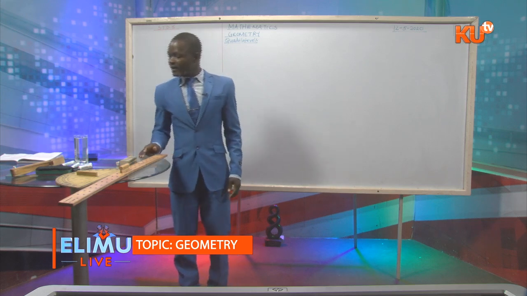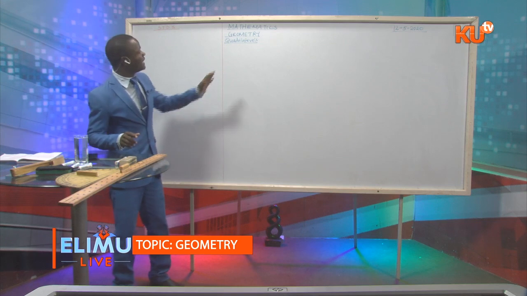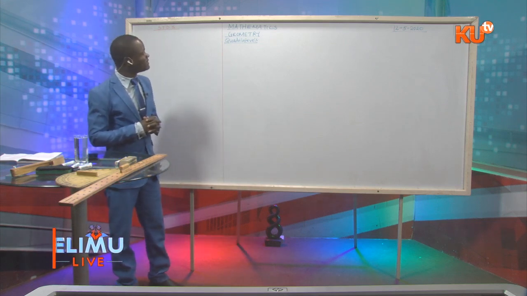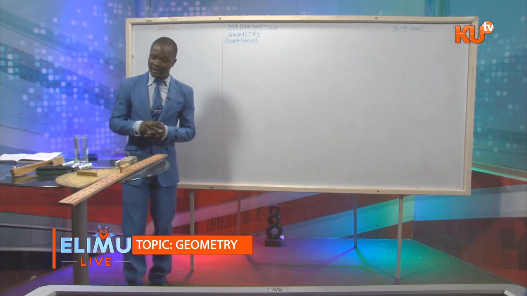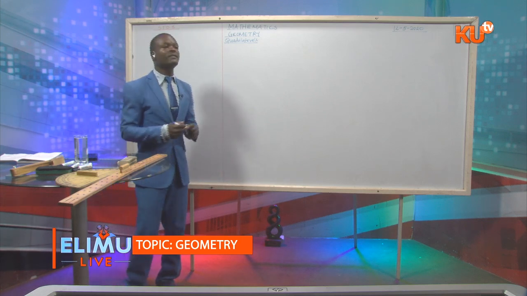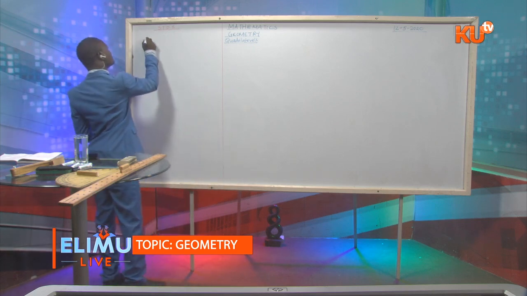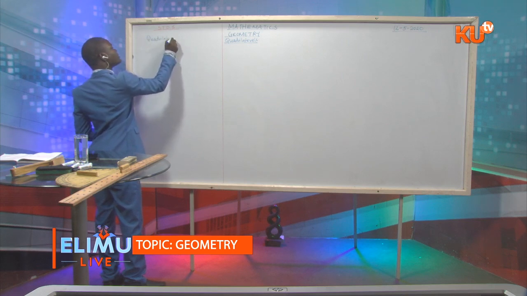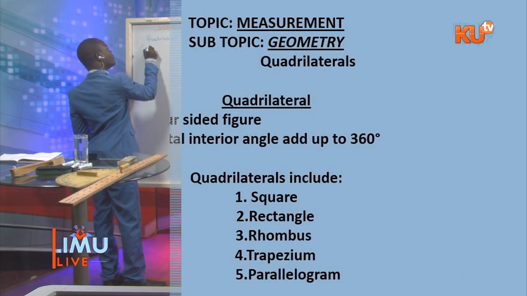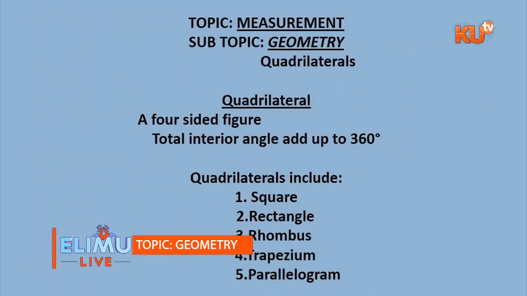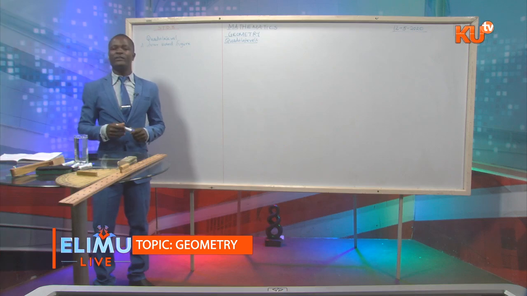Starting with quadrilateral, we'll first take you through what it means. Quadrilaterals are just four-sided figures. A quadrilateral is a four-sided figure. Any figure that has got four sides is called a quadrilateral.